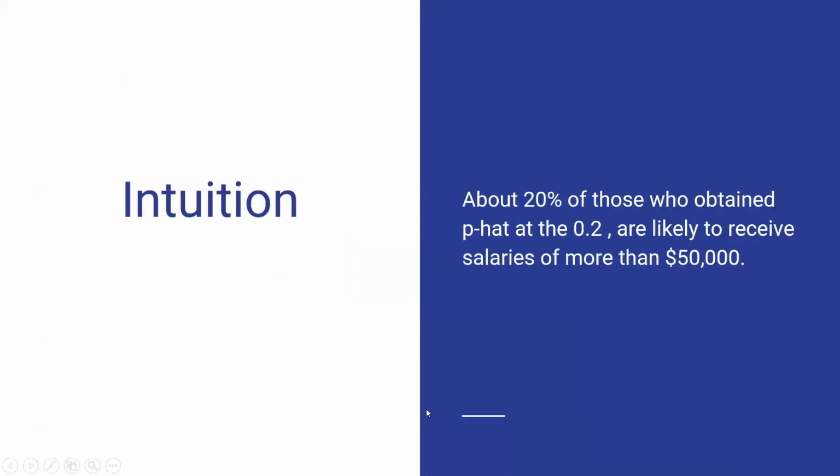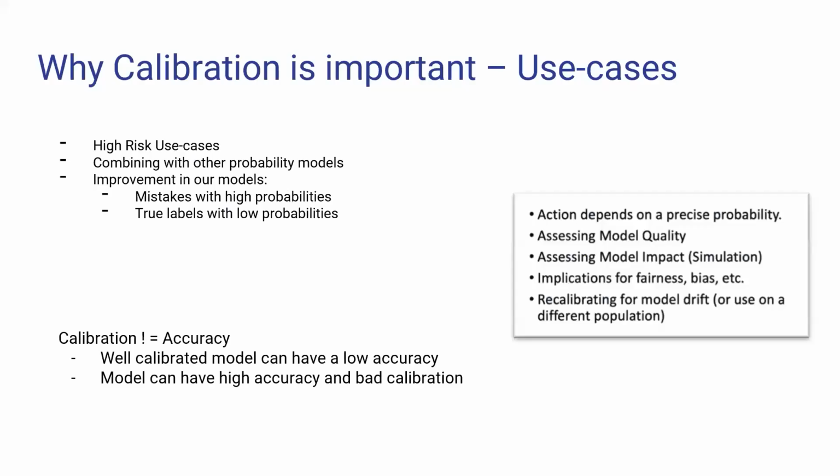So let's move further. So this is the intuition you will achieve out of it. I am saying 20% who obtain the y hat or p hat, which is the probability you have got as 0.2, are likely to receive salary more than $50,000 given the features you fed into the model. That is the intuition you will take out of it, right?